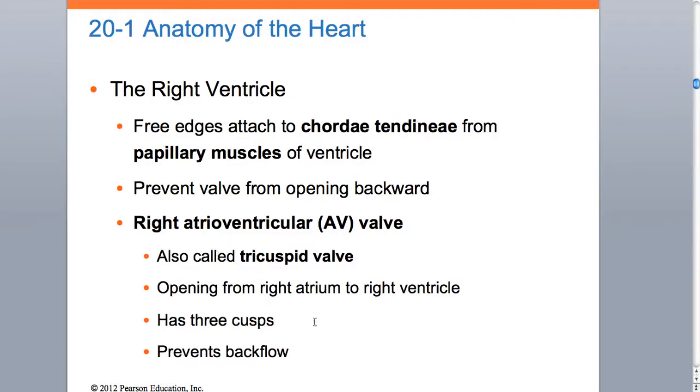Okay, much of what I've mentioned is already here. So the chordae tendineae and papillary muscles, as I've said, prevent the valve from opening backwards, like a very strong wind with an umbrella. Okay. And again, all these valves prevent what? Backflow. So we're trying to move the blood in one direction.